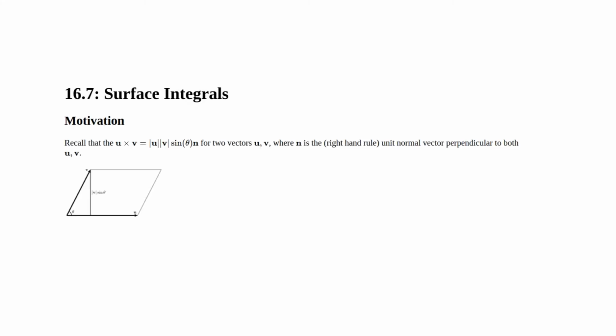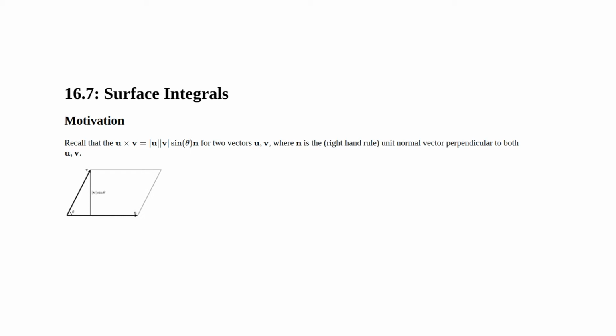In this lecture, we'll talk about surface integrals. First, recall that u cross v is equal to the magnitude of u times the magnitude of v times sine theta, where theta is the angle between them, times a unit vector that points in a direction orthogonal to both u and v. Its actual direction is given by the right-hand rule.